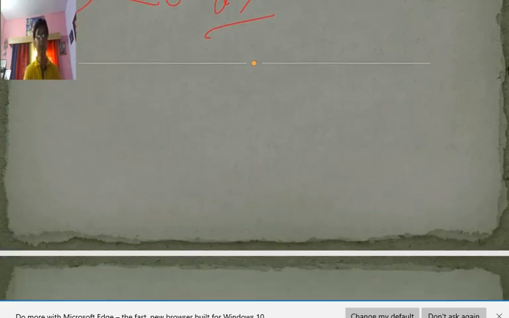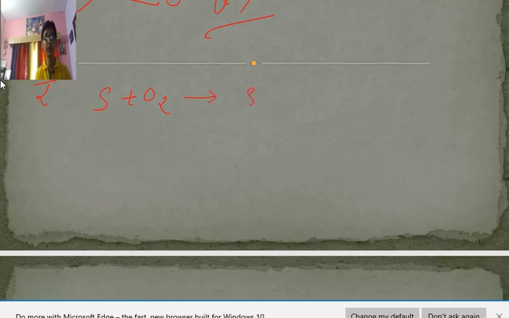Preparation of sulfur dioxide. There are various processes. Number 1, oxidation of sulfur. Sulfur is oxidized in air by oxygen and forms sulfur dioxide.